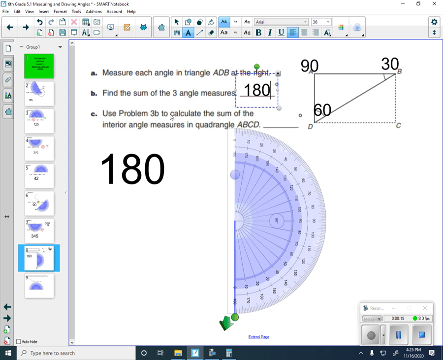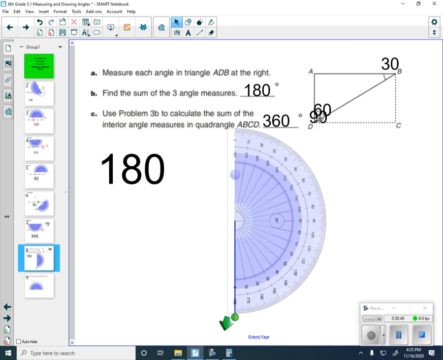Use problem 3B to calculate the sum of the interior angles in quadrangle ABCD. So they're saying, how will we calculate what all these angles would equal? Well, if half of it, the triangle, is 180, then the full quadrangle right here would be 360. And I would agree with that because look, if this is a 90-degree angle right here, this would have to be a 90-degree angle. This would have to be a 90, and that would be a 90. 4 times 90 is 360.